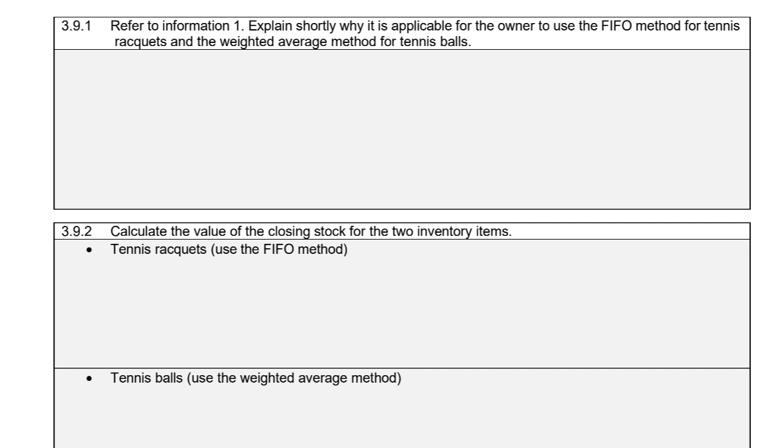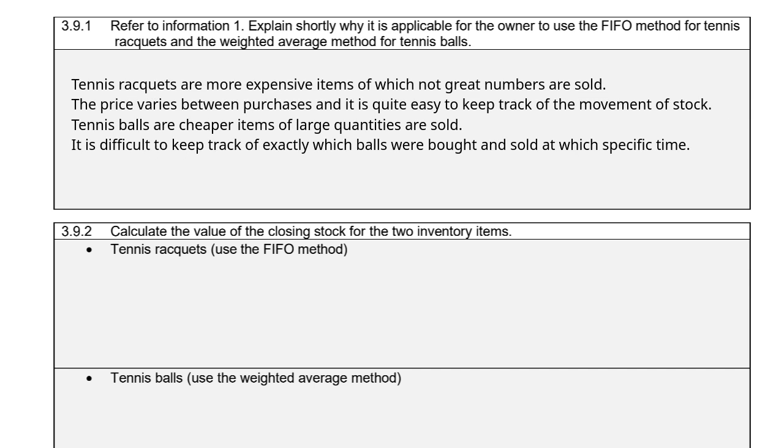3.9.1, refer to information 1. Explain shortly what is applicable for the owner to use the FIFO method for tennis rackets and the weighted average method for tennis balls. Well, tennis rackets are more expensive items of which not great numbers are sold. The price varies between purchases and it is quite easy to keep track of the movement of stock. Tennis balls are cheaper items of large quantities that are sold. It is difficult to keep track of exactly which balls were bought and sold at which specific time.